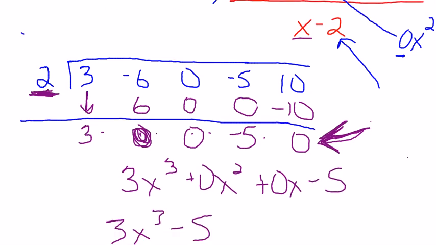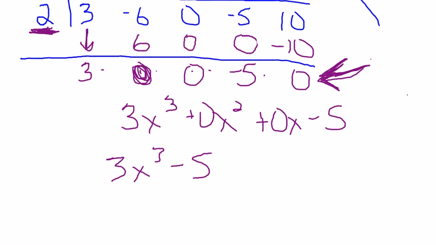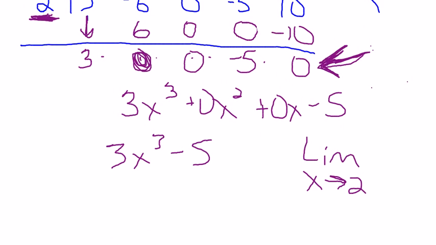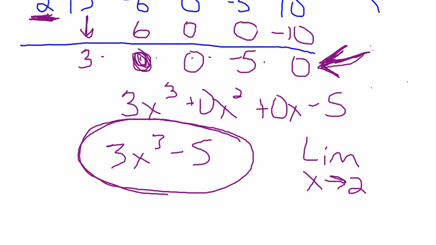So if I was looking at the limit as x approaches 2 of this whole big fraction, then I could now plug 2 into 3x cubed minus 5 and get an answer. So that's where synthetic division helps us out. Hopefully you're good with that.